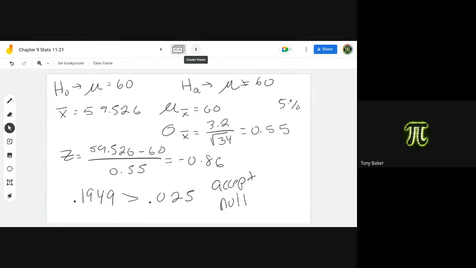Otherwise, I would have to reject it. It would have to be less than 0.025 or greater than 97.975. It would have to be in the wings. It's somewhere in the middle. So we cannot reject the null hypothesis.